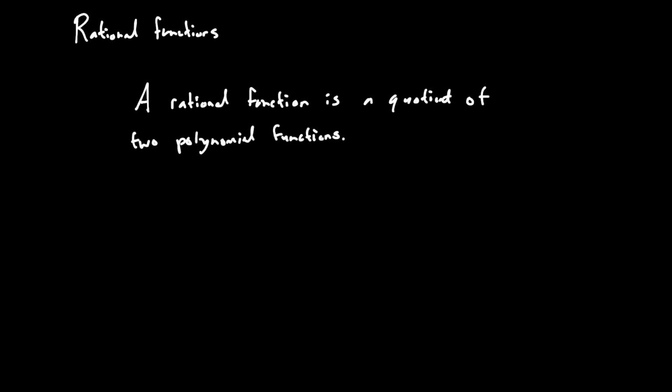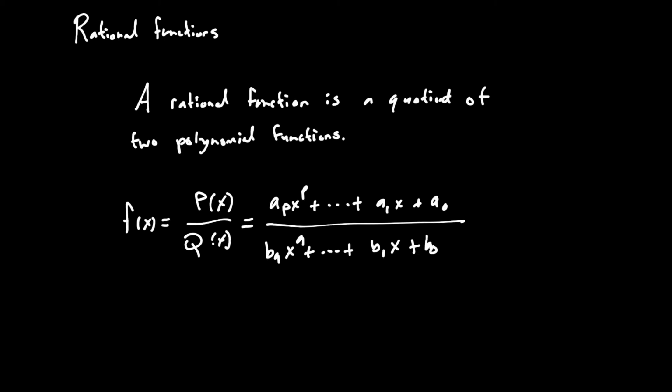We'll now begin our study of rational functions. A rational function is the quotient of polynomial functions, and we'll denote a rational function as p of x divided by q of x, where p of x and q of x are equal to the following two polynomials. The only other condition that we have for rational functions is that q of x is non-zero.